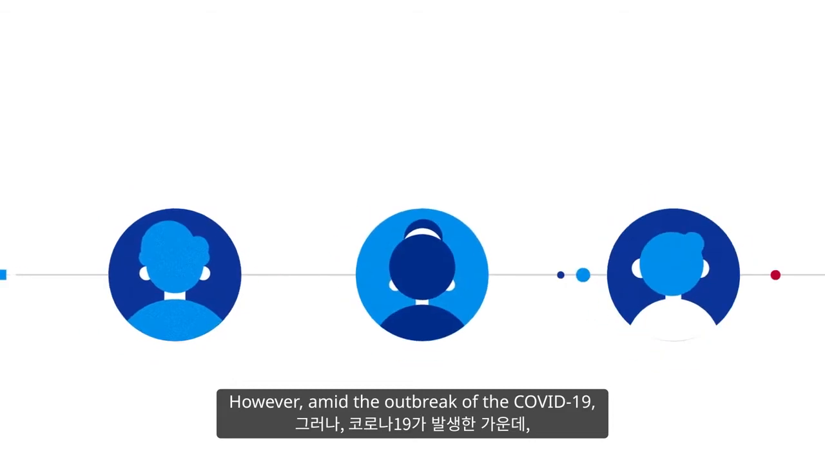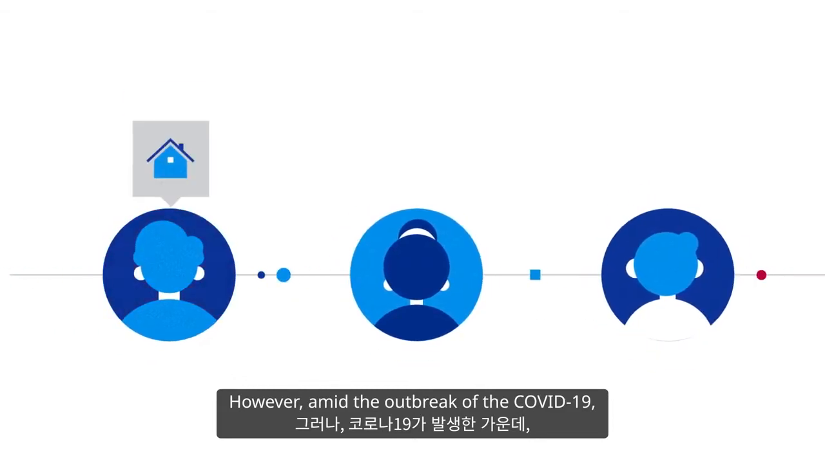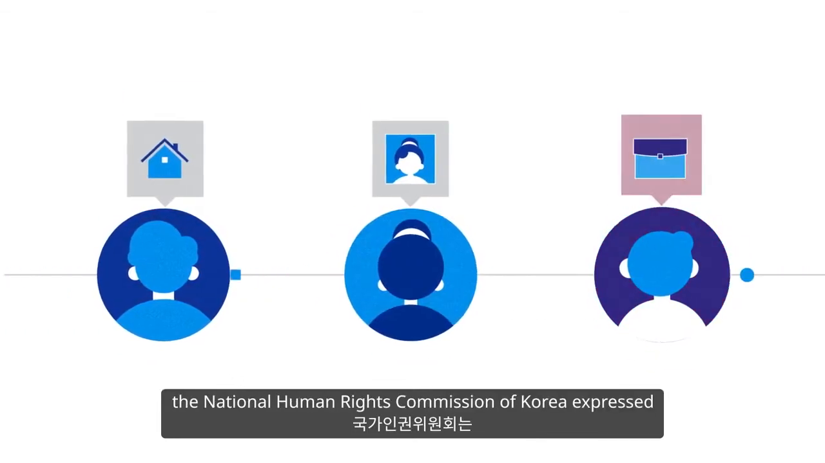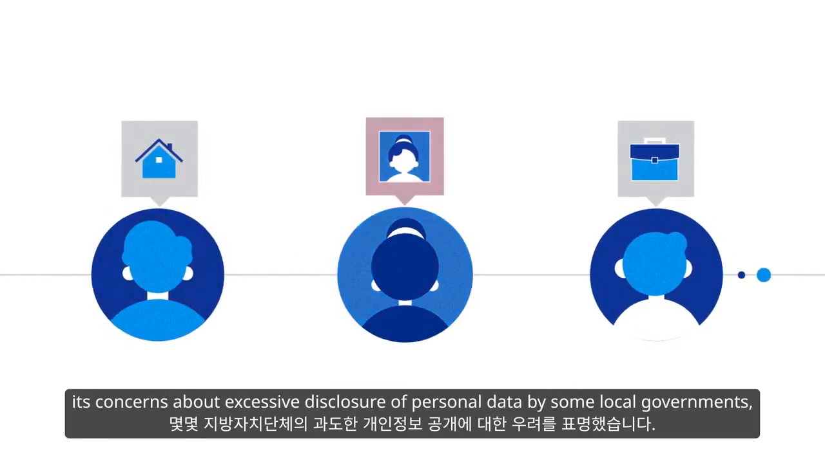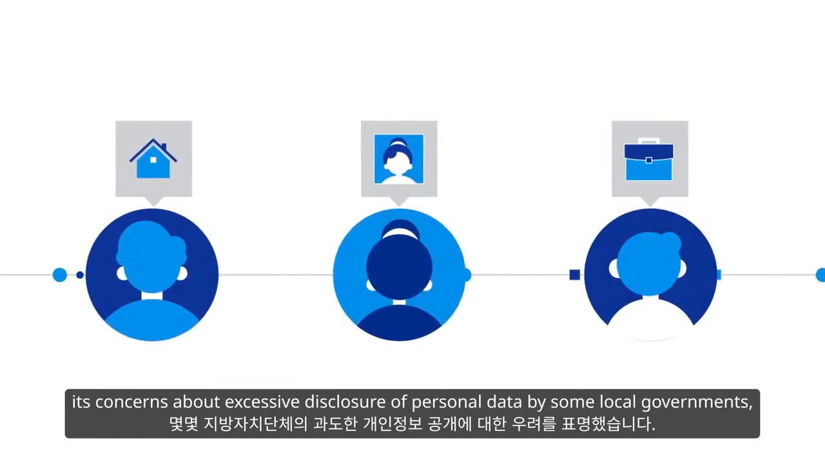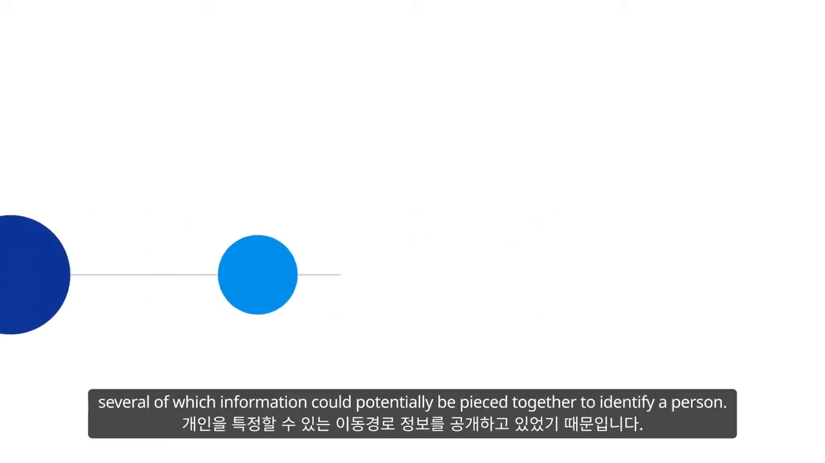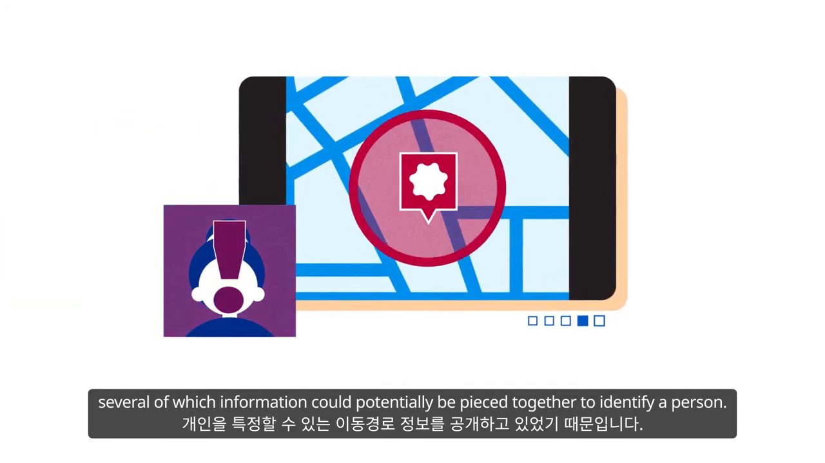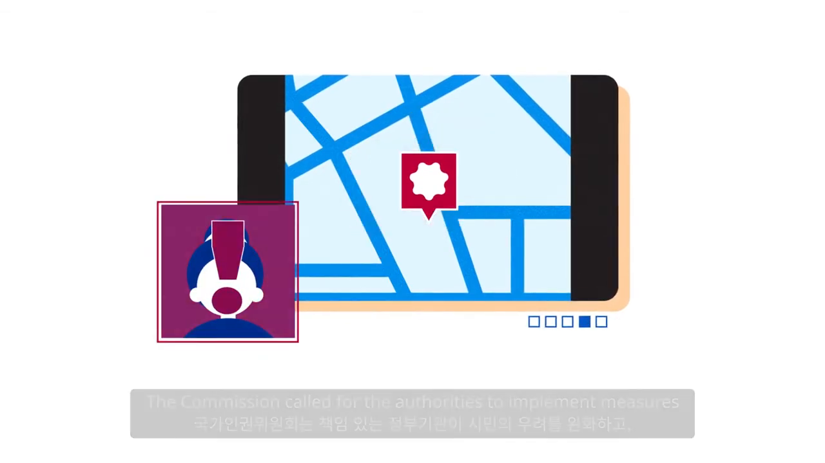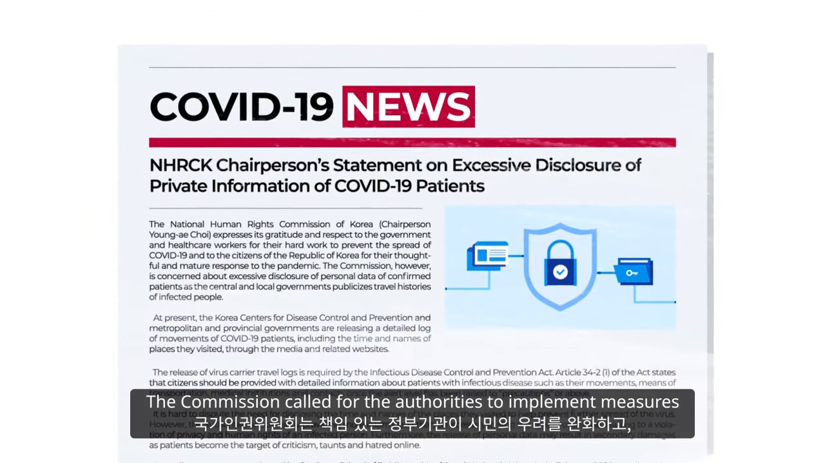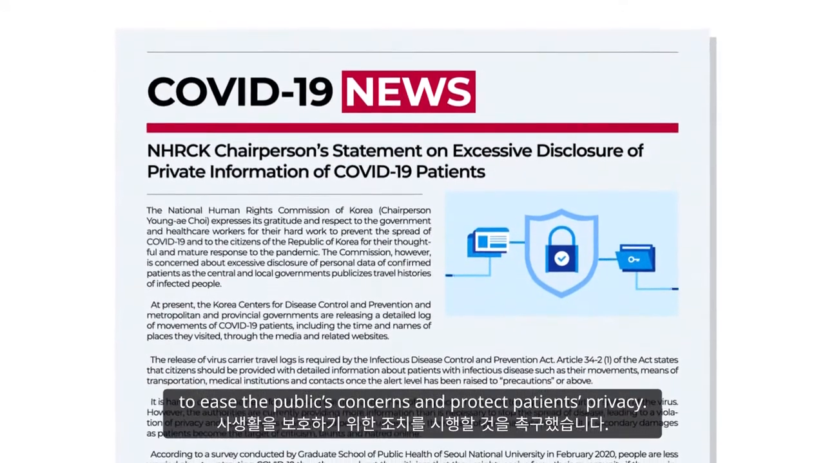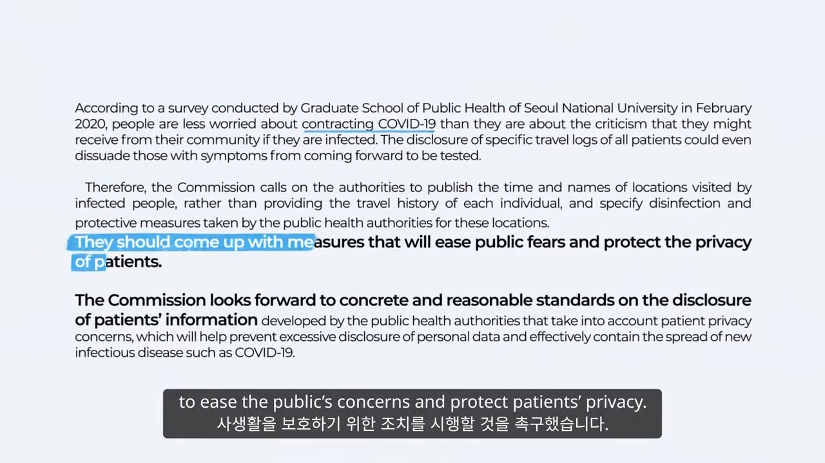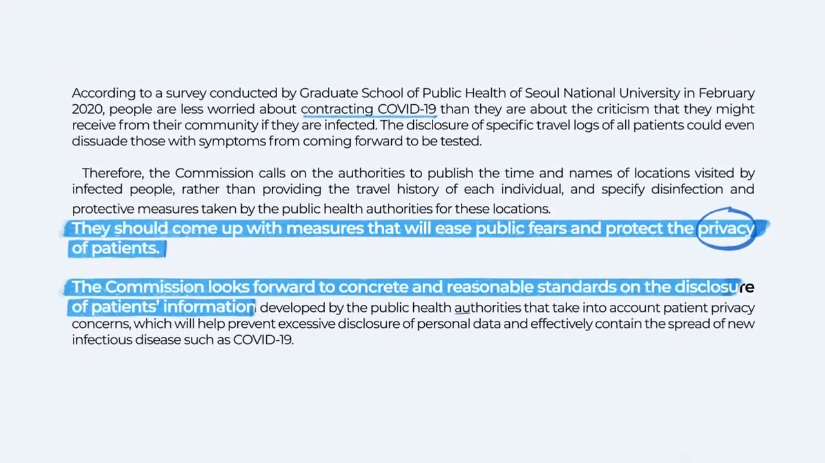However, amid the outbreak of COVID-19, the National Human Rights Commission of Korea expressed its concerns about excessive disclosure of personal data by some local governments, some of which information could potentially be pieced together to identify a person. The Commission called for the authorities to implement measures to ease the public's concerns and protect patients' privacy.